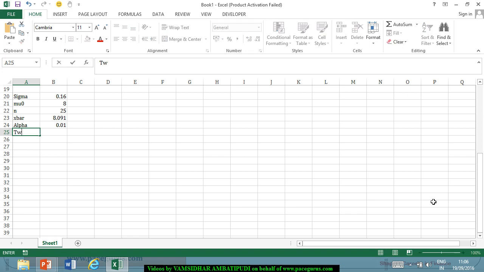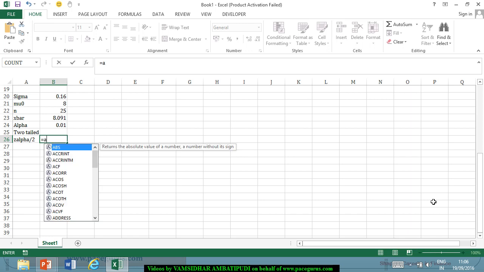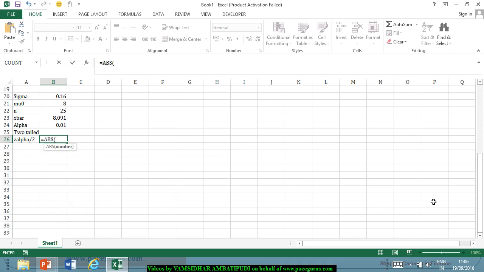Now I have a two-tailed kind of test. So based on this, I can find out z alpha by 2, because that is the one that I have to compare with. Alpha by 2 will be 0.005. So in Excel, I'll take the absolute value, I'll take norm s inverse of 0.005.